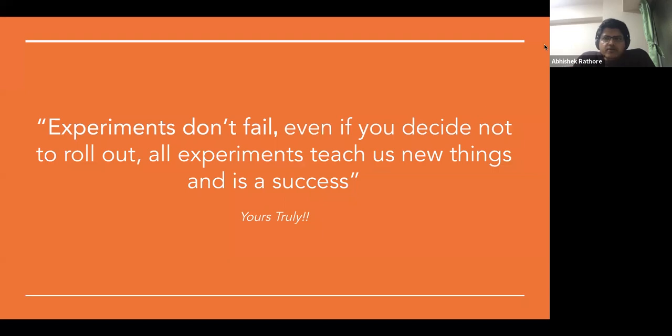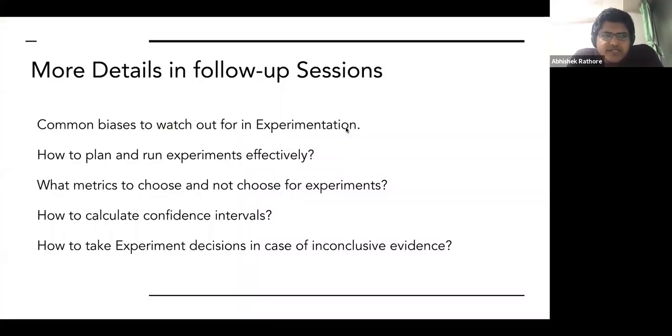Hopefully you like this session, and you find it valid and useful. If yes, then there are some other details that we can cover in a follow-up session later, where we can cover common biases to watch out for in experimentation, how to plan and run experiments effectively, what metrics to choose and not to choose for experiments, how to calculate confidence intervals, and how to take experiment decisions in case of inconclusive evidence. So thank you and happy experimenting.